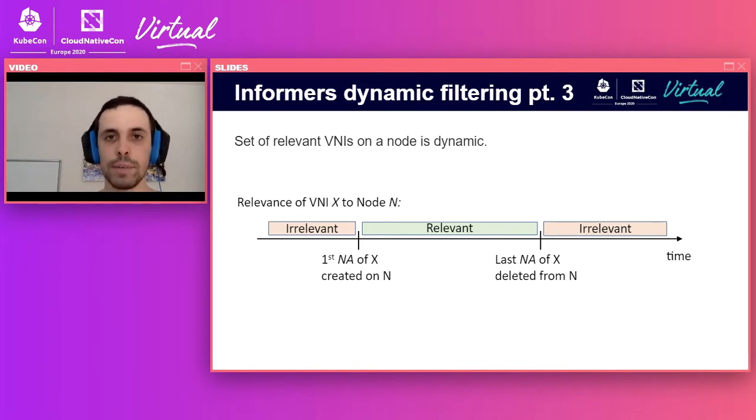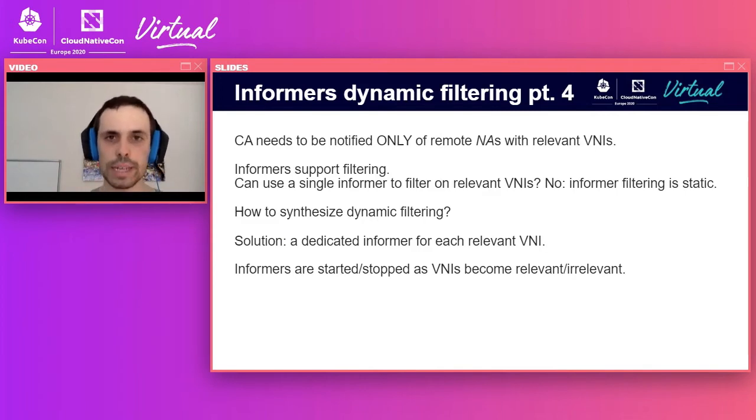It changes over time. So for instance, if at one time there are no network attachments that have a VNI X on a node, VNI X is not relevant on that node. But as soon as the first network attachment with VNI X on that node is created, VNI X has become relevant on that node. And when all the network attachments that have VNI X on the node are deleted, VNI X ceases to be relevant on that node.